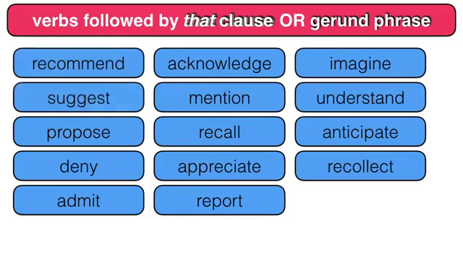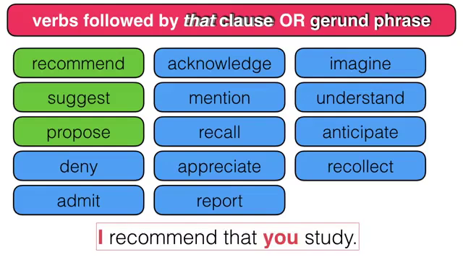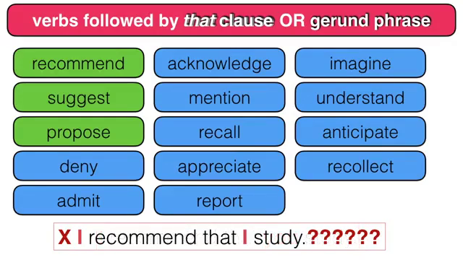Recommend, suggest, and propose are used similarly because they have a similar meaning. That is, when someone recommends, suggests, or proposes something, it is usually to another person. So if I say, I recommend that you study, it's okay. However, saying something like, I recommend that I study is rather strange. So these first three verbs, recommend, suggest, and propose, have a similar meaning and use, especially with regards to reducing noun clauses that follow them.